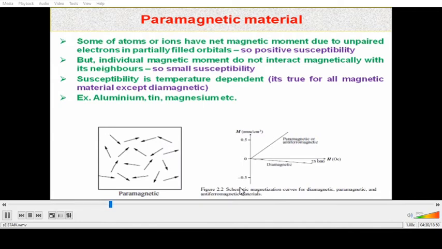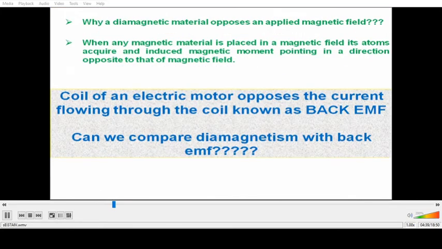So why does a diamagnetic material oppose an applied magnetic field? And the answer is, when any material is placed in a magnetic field, its atoms acquire an induced magnetic moment pointing in a direction opposite to that of the magnetic field. So this is why a diamagnetic material opposes an applied magnetic field.